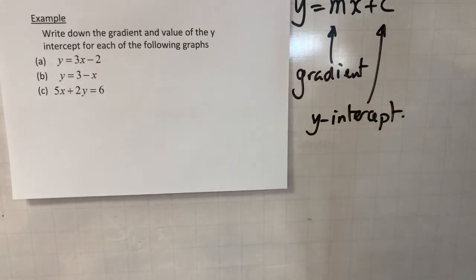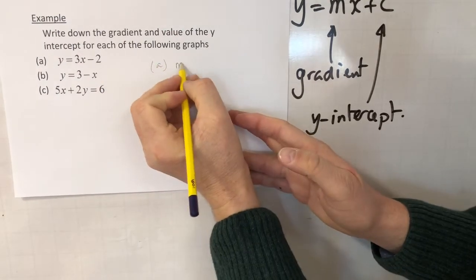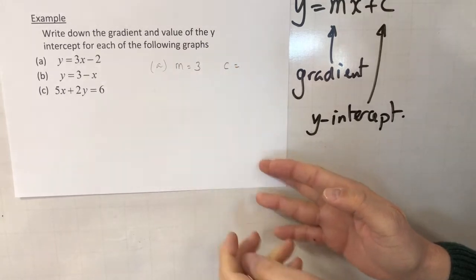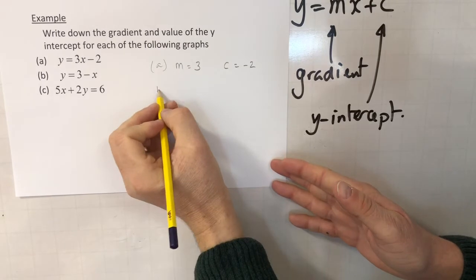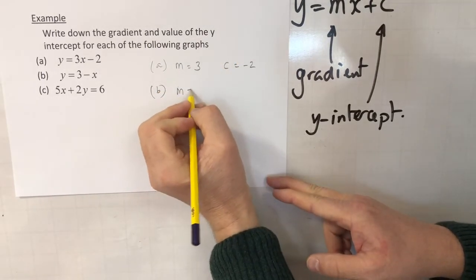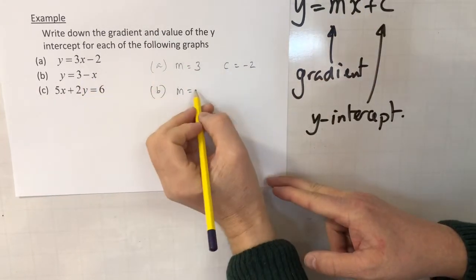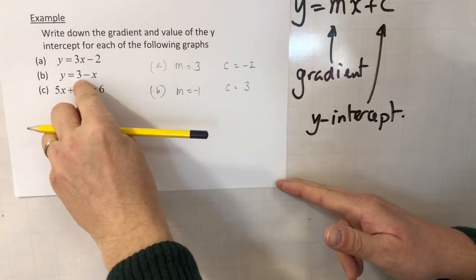In other words, where it crosses the y-axis. So in the case of the first question, A, we can see that the gradient is 3, and we can see that the value of c, the y-intercept, is -2. Likewise, in the second question, how many x's have I got? I've got -1x, the gradient is -1, and the y-intercept is +3.